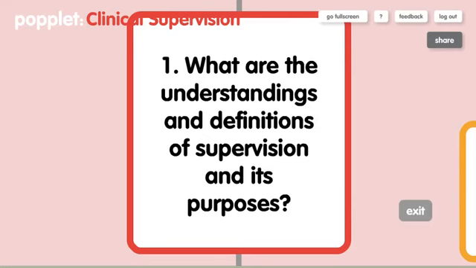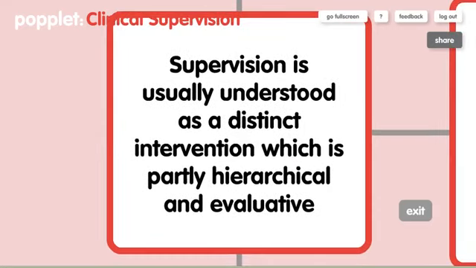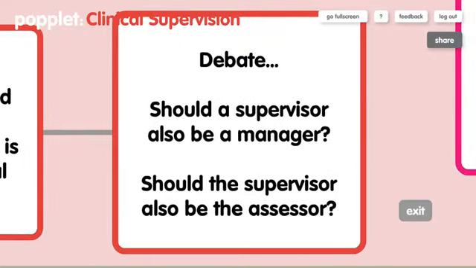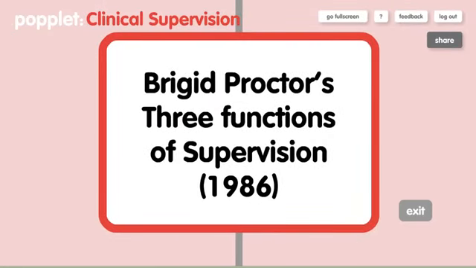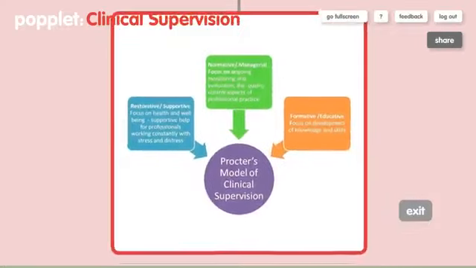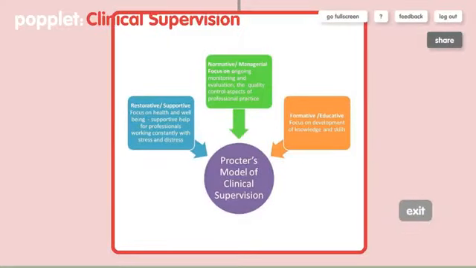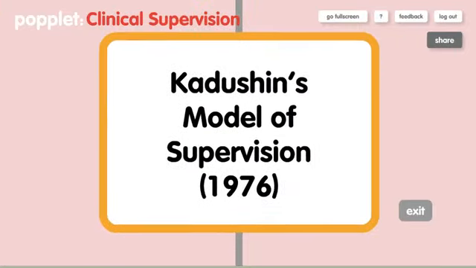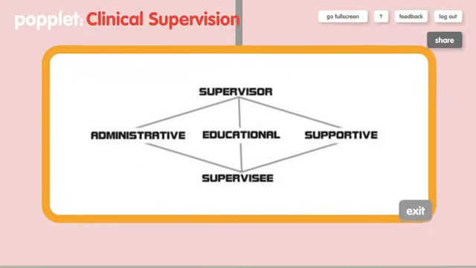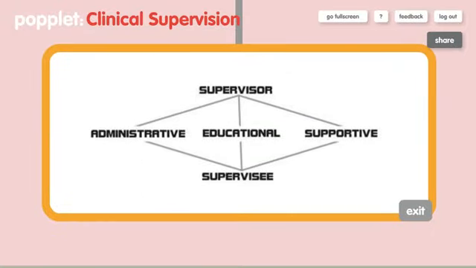So, number 1, what are the understandings and definitions of supervision and its purposes? Supervision is usually understood as a distinct intervention, which is partially hierarchical and evaluative. But the debate is, should a supervisor be a manager, or should the supervisor also be the assessor of the trainee? I referred also to Bridget Proctor's 3 functions of a supervisor from 1986. The three parts of clinical supervision include the restorative, supportive; the normative, managerial; and the formative and educative. Looking at Kushin's model of supervision from 1976, we see that the supervisor and the supervisee are linked by the administrative, the educational, and the supportive.